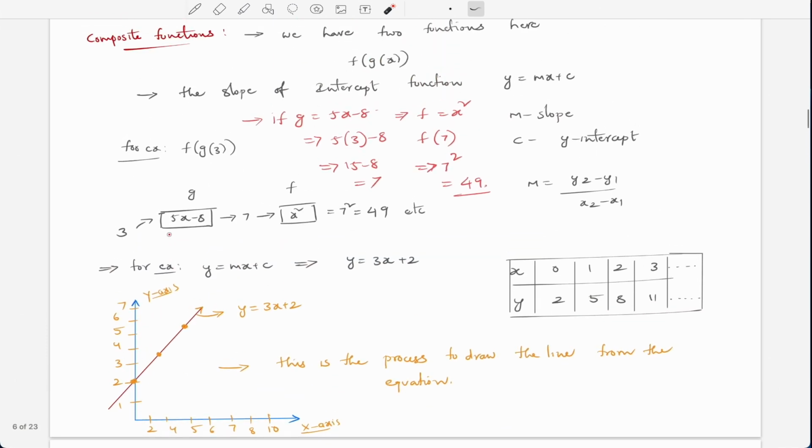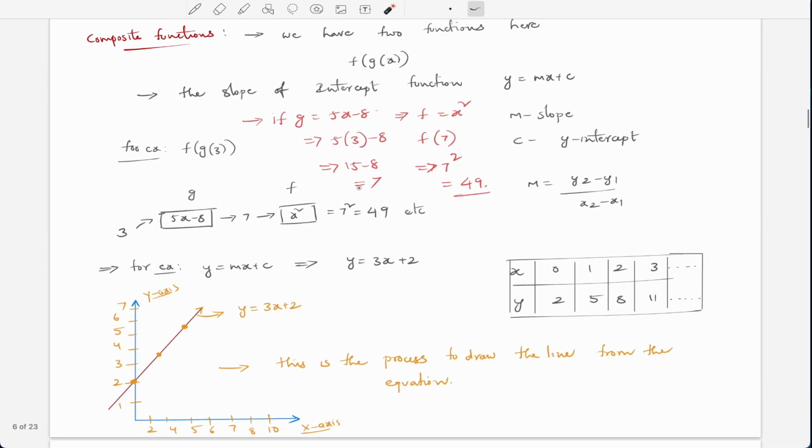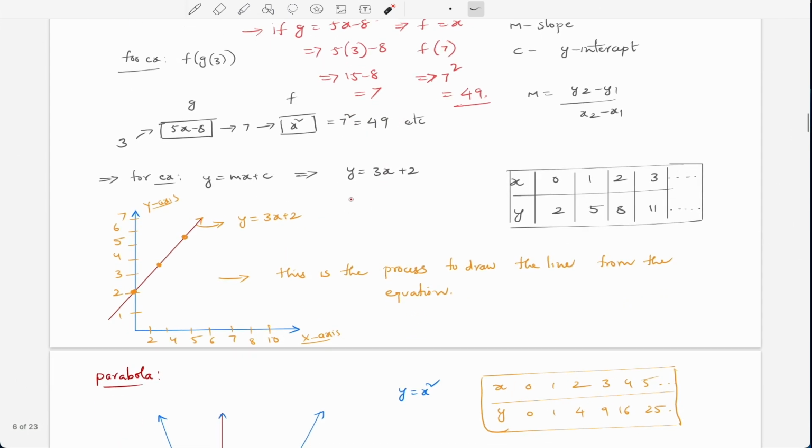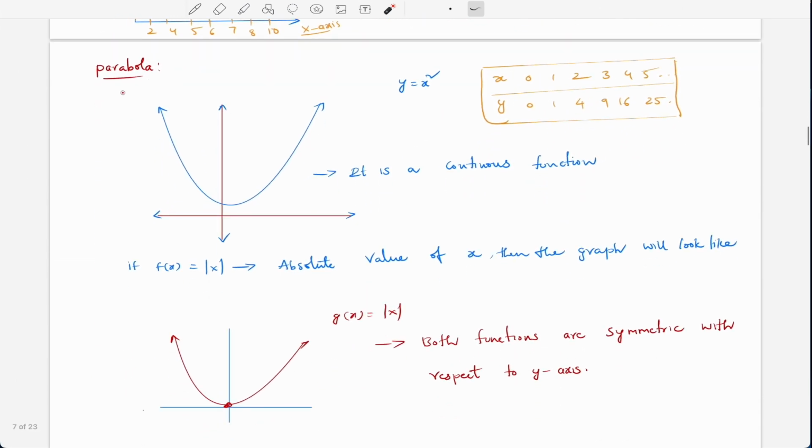So what are composite functions, and how do we find them, and we have seen how we plot a function if you have a linear equation. I hope you understand until now. After that, I'm going to cover something known as the parabola.